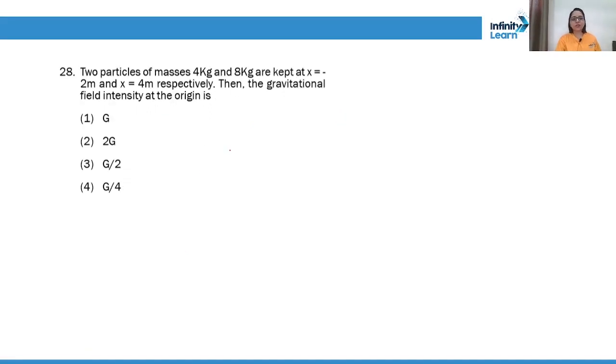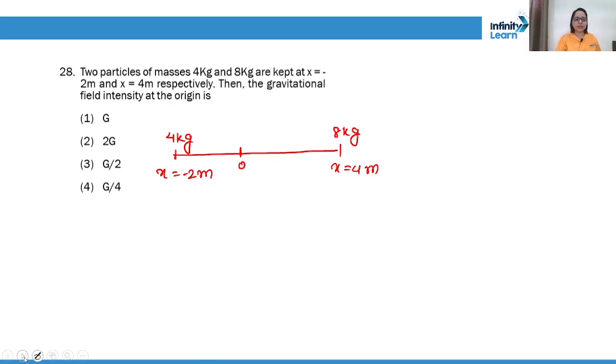Question number 28. Two particles of masses 4 kilogram and 8 kilogram are kept at x is equal to minus 2 meter and x is equal to 4 meter respectively. So this is 4 kilogram, this is 8 kilogram, and this is the origin 0. Then the gravitational field intensity at the origin is. So at the origin, the gravitational field intensity will be due to two masses, 4 and 8, right? So because of this mass, the gravitational field intensity will be in this direction. It is always towards the mass, right? Let's say it is E1, and because of this mass of 8 kilogram, it is in this direction.